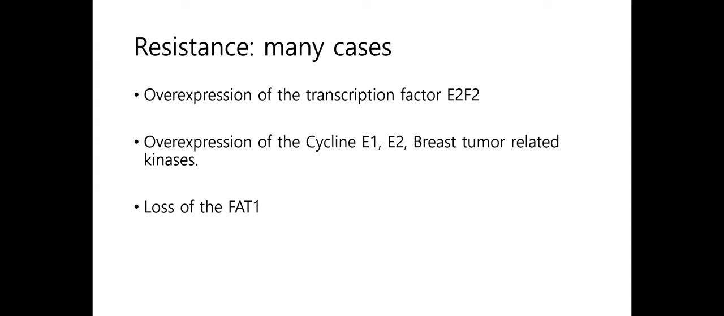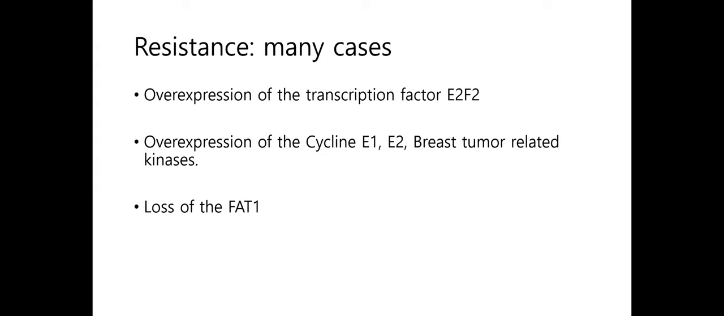there can be many resistance cases for Palbociclib. The first one is overexpression of the transcription factor named E2F2, which will be explained later. And overexpression of cyclin E1, E2, or breast tumor related kinases. You may also have learned about cyclin E and CDK2.